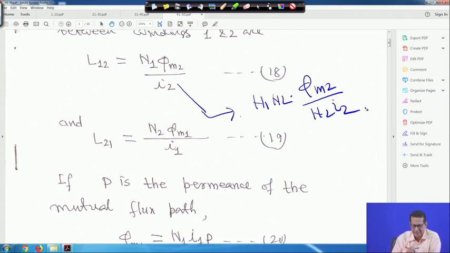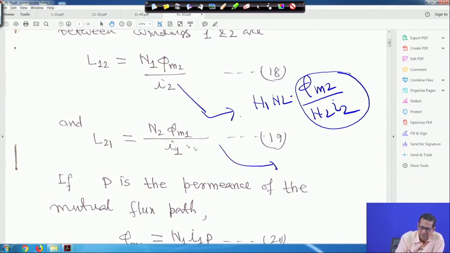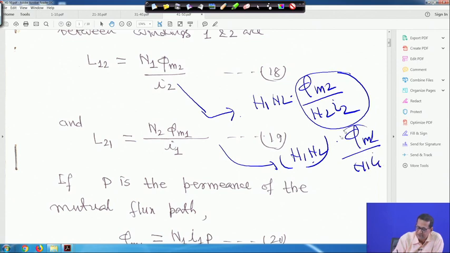So this is nothing but your permeance: this is the flux by the MMF, which is N2 I2, right. So this one you can make as P, that is the permeance. Similarly, if you multiply this one by N1, it will be N1 N2, and then you can write phi M1 upon N1 I1. This is also an expression for permeance, right.